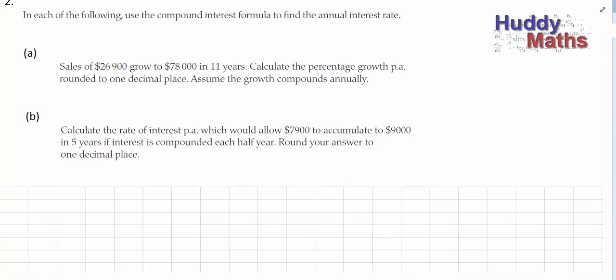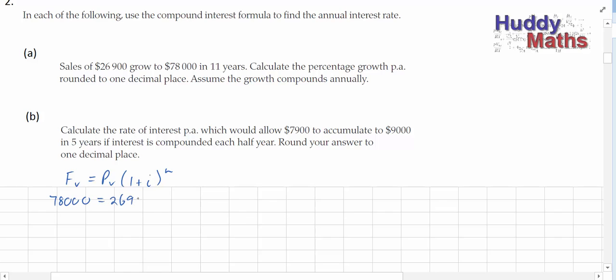In each of the following, use the compound interest formula to find the annual interest rate. So sales have grown from 26,900 to 78,000 in 11 years, calculate percentage growth per annum. Okay, so that's like a compound interest problem. So let's have a look at it like this now. 26,900 grew to 78,000. So that was the future value. And it grew from 26,900. And percentage growth, we don't know, 1 plus I. And it was 11 years, and it was annually. Okay, so the interest rate and the time will be in years.